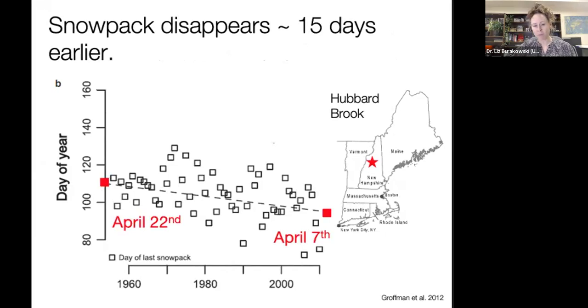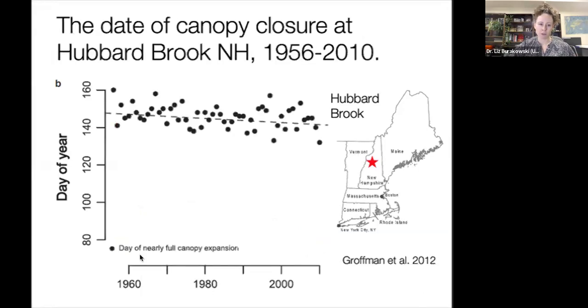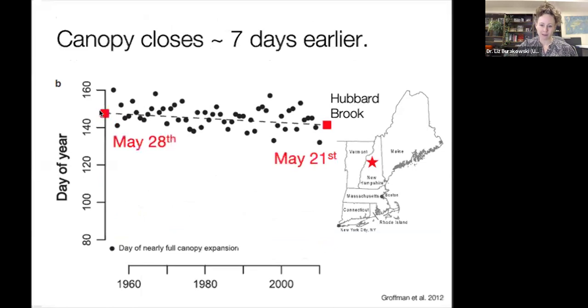So it's been a full shift of about 2 weeks, meaning our snowpacks up in the northern parts of the White Mountains are disappearing on average about 2 weeks earlier than they did in the 1950s. We can also look at that date of canopy closure. When we look at the date of canopy closure, this is the same graph, but now we're showing the canopy closure date at the top here. So when our phenology green up has concluded and we have full-size leaves, that has typically occurred around Memorial Day, May 28th, when we look at the 1950s. But today, it's closer to May 21st. So that's been about a week-long shift.